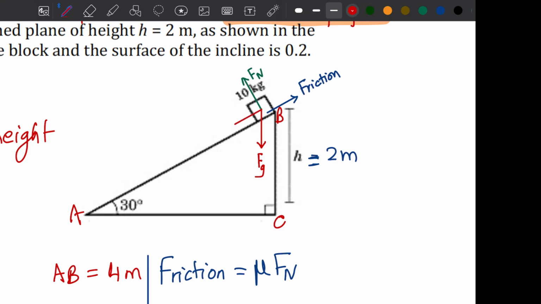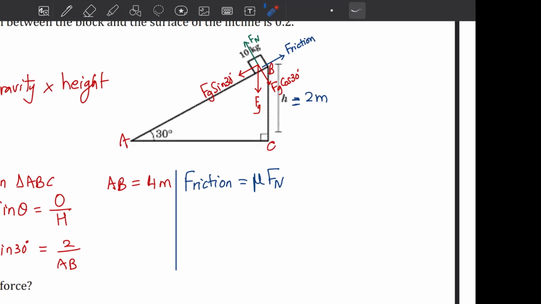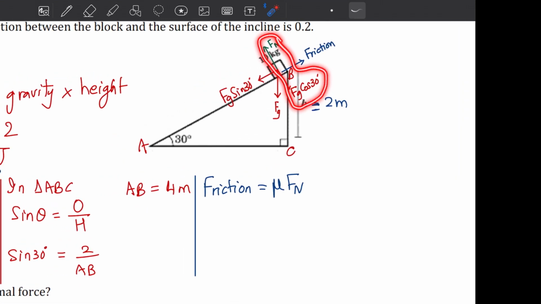This is one component of gravity, which will be Fg sine 30, and this will be the other component, which will be Fg cosine 30. Always remember, the component which is perpendicular to the surface will always have cosine, and the one which is along the surface will always have sine. Because the angle is given to us, this is the angle which is given to us. So always the component which is perpendicular will be having cosine, and the component of the gravity which is parallel to the surface will always have sine. Now we can see that Fn is opposite to Fg cosine 30.